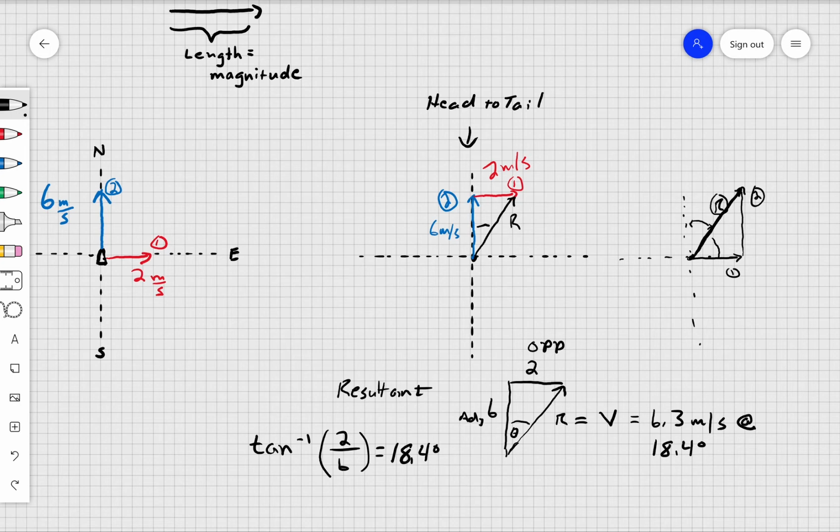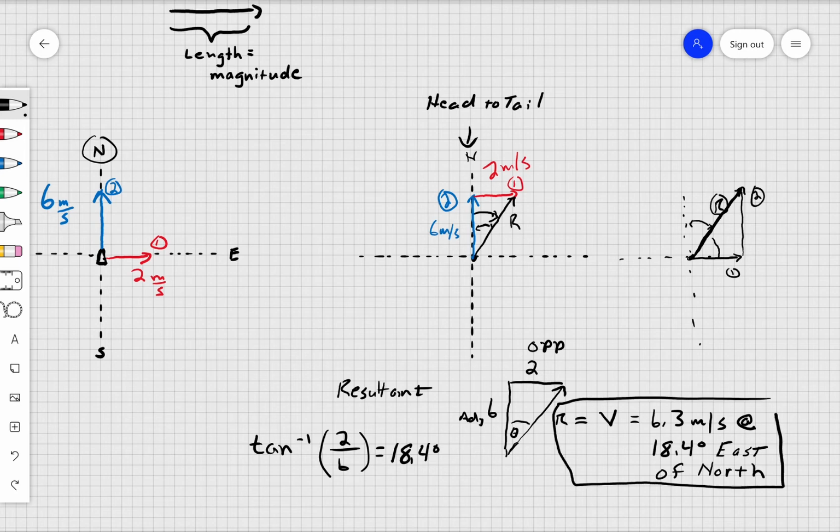Now let's look at the angle that we measured. We measured this angle from the north direction. So from the north, our angle is in the eastward direction from the northern axis. So we would write this as 6.3 meters per second at 18.4 degrees east of north. This is the sum of those two added vectors.